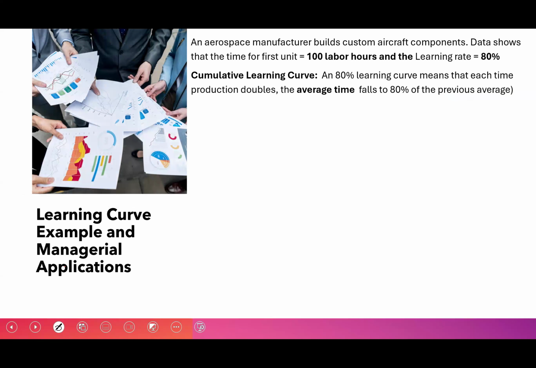Okay, here is an example. Suppose we talk about an aerospace company which is making custom aircraft. It takes 100 hours to make the first unit, and you are also given that the learning curve is 80%. As I explained on the previous slide, learning curve cumulative means each time the production doubles, the average time, not the total time, falls to 80% of the previous average.